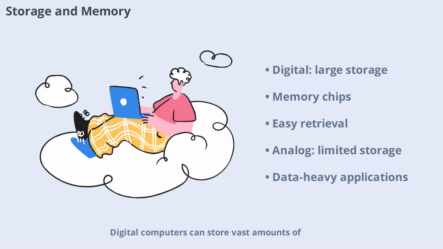Digital computers can store vast amounts of data in memory chips and hard drives, making it easy to save and retrieve information. Analog computers, on the other hand, have limited storage capabilities and are not designed for handling large datasets. This makes digital computers the go-to choice for data-heavy applications.